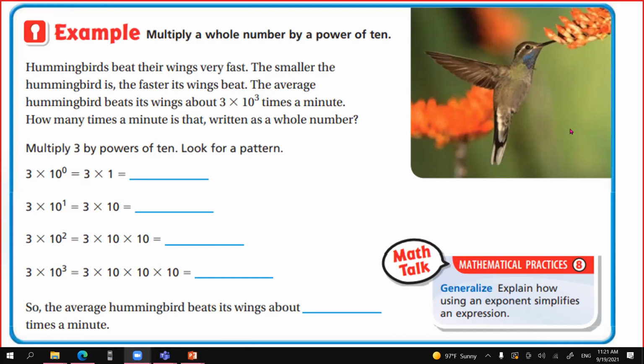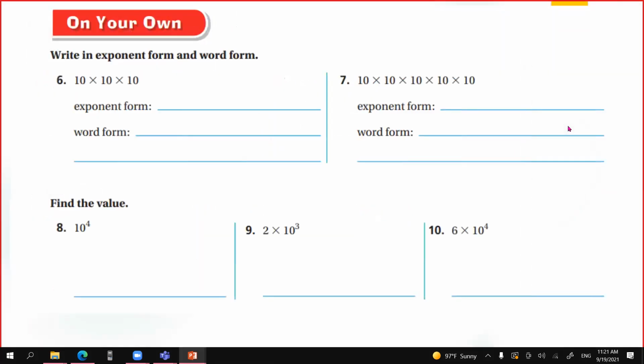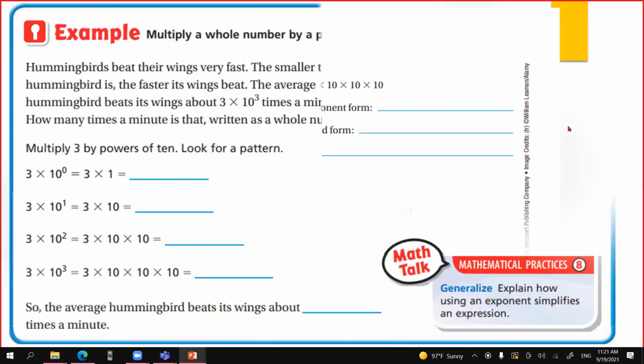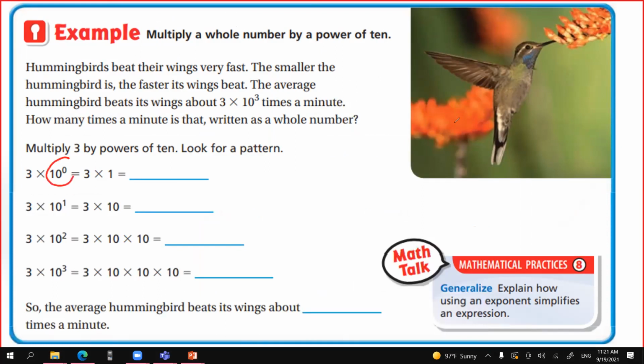Now, 3 times 10 to the power 0. This is very important, focus with me. 10 to the power 0 is 1. Don't forget grade 5. Any number raised to 0 will be 1. 10 to the power 0 is 1, and 5 to the power 0 is 1. So 10 to the power 0 is 1. Now 3 times 1 is 3.